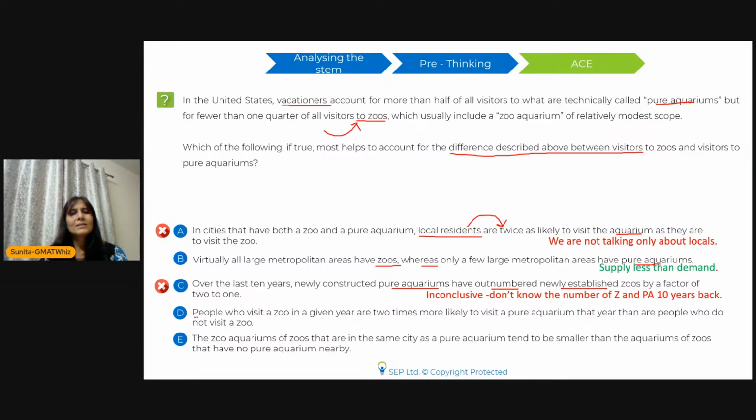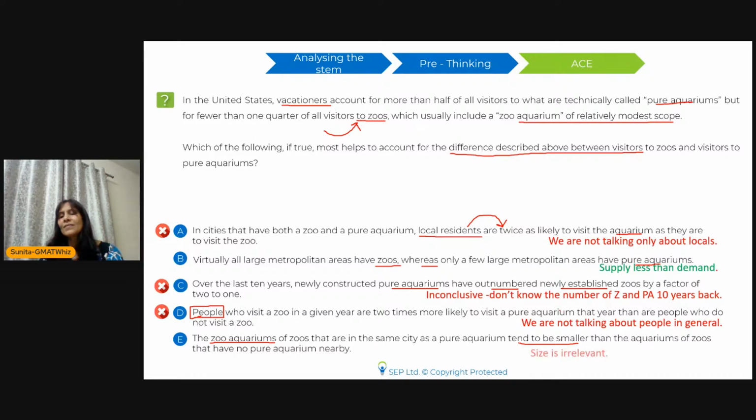D talks about people who visit the zoo. D is upfront, right away suspect, because which people? The vacationers or the non-vacationers? So D is out because of that. We're not talking about people in general. We need to know the difference. E says the zoo aquariums of zoos that are in the same city as a pure aquarium tend to be smaller. We already know that the zoo aquarium is modest in scope. So this is not really giving me any information. Size is irrelevant, and therefore the correct answer is B.